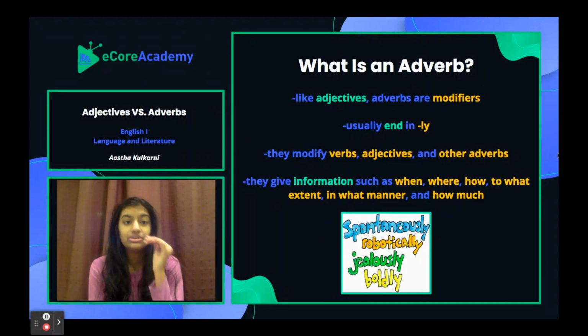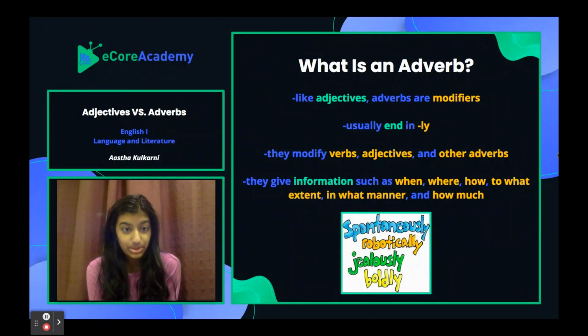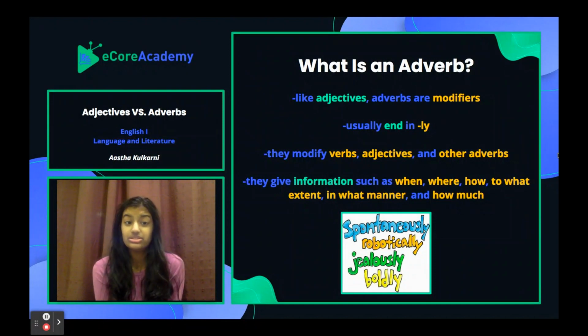Next, let's move on to what an adverb is. Like adjectives, adverbs are modifiers. I think I mentioned that previously, but yes, both words are modifying words. Adverbs usually end in "ly," but don't be fooled because there are exceptions. There's exceptions to everything. There's a lot of words that are adverbs that we use on a day-to-day basis, and we might not even know are adverbs. I'll be going over those, so don't worry.